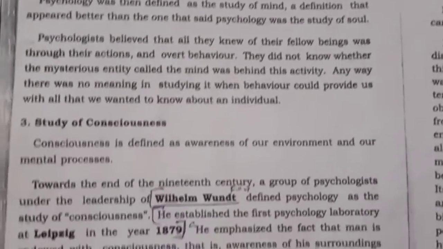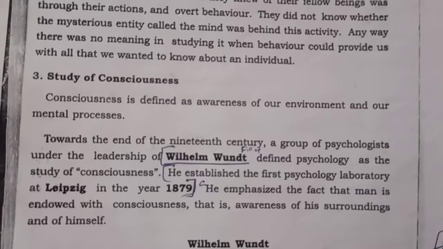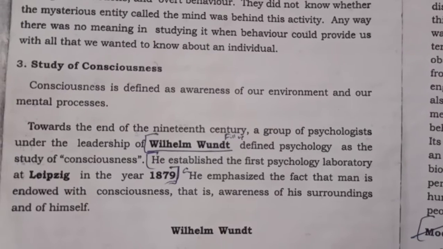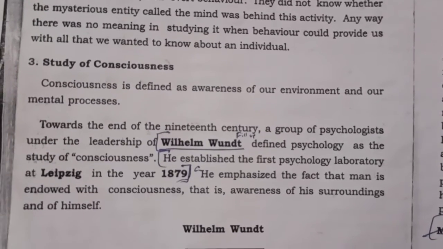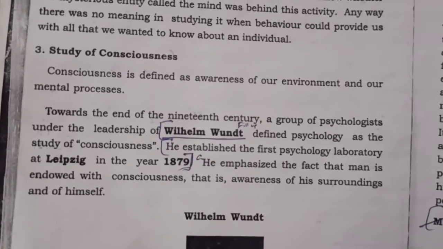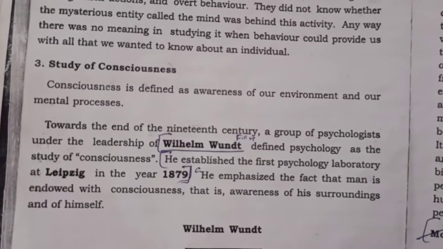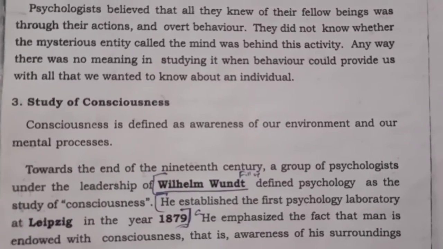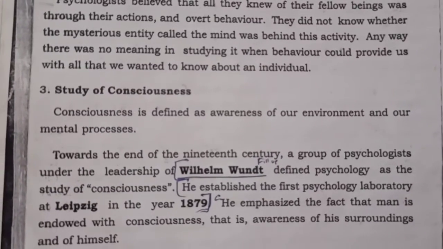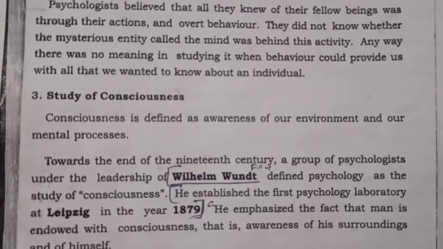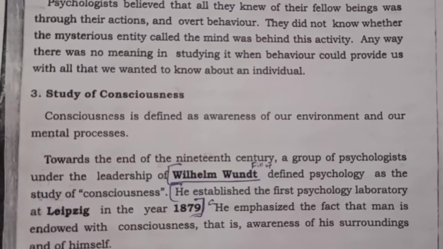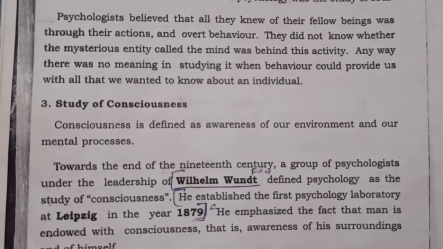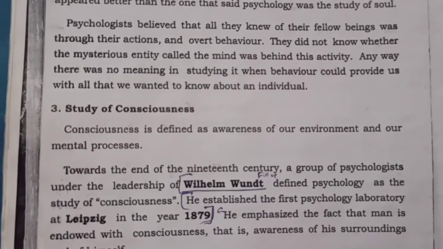So the third one, study of consciousness. Consciousness is defined as awareness of our environment and our mental process. So we have to be aware of what is going on around us, our environment, and how our mental process works, your thinking, your reasoning, your speaking, everything is proper. Your mental ability is proper, so that is called consciousness.